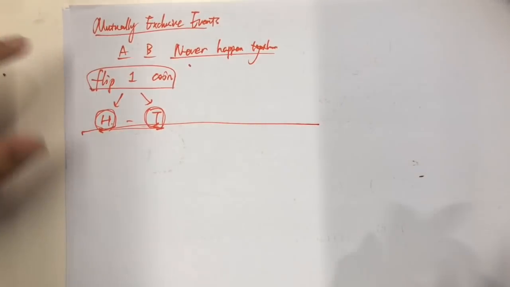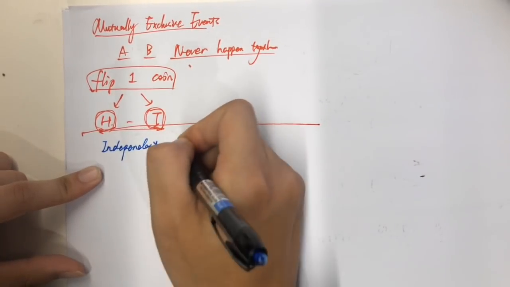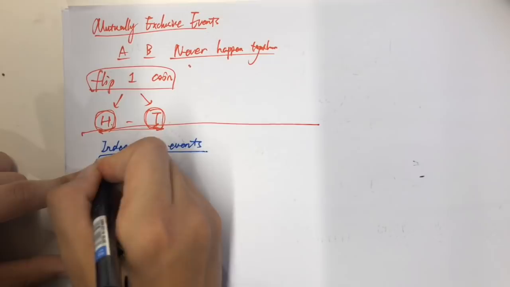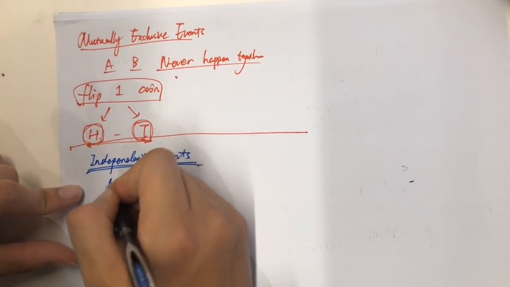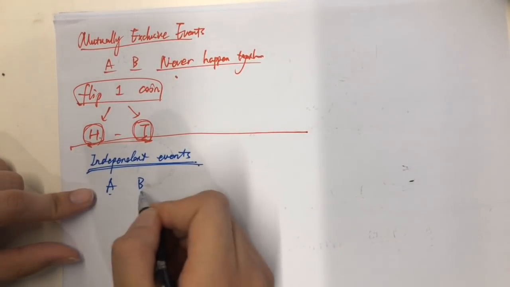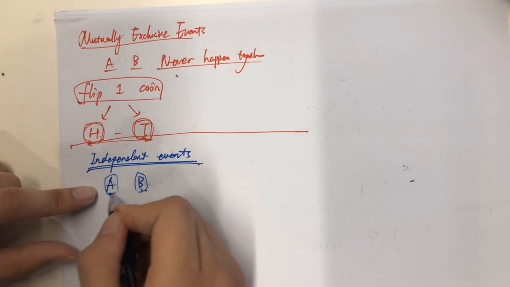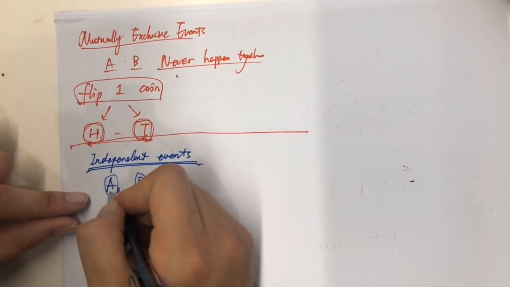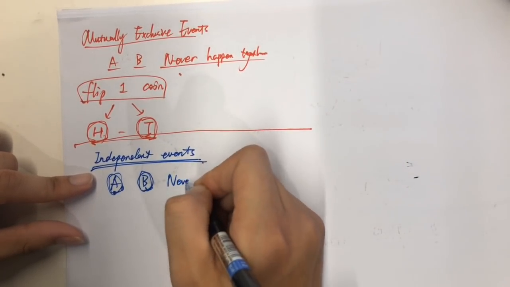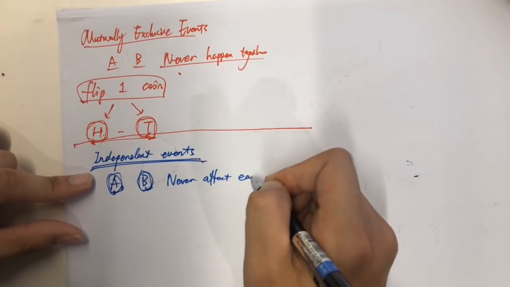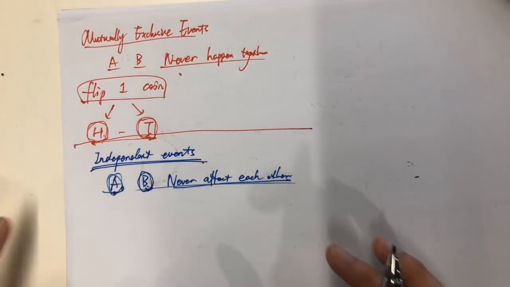Now, in terms of independent events, this means, again, if we have events A and B, whichever of them happens will never affect the other. The result of A will never affect the result of B. They never affect each other.